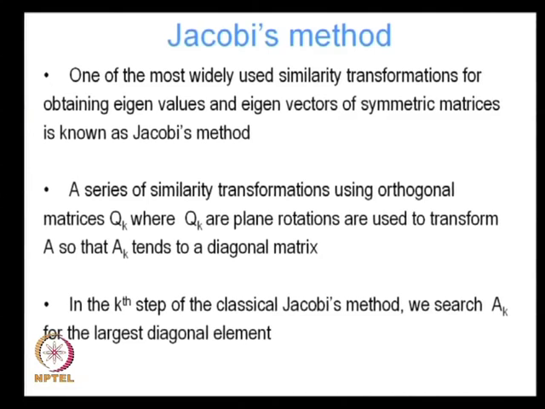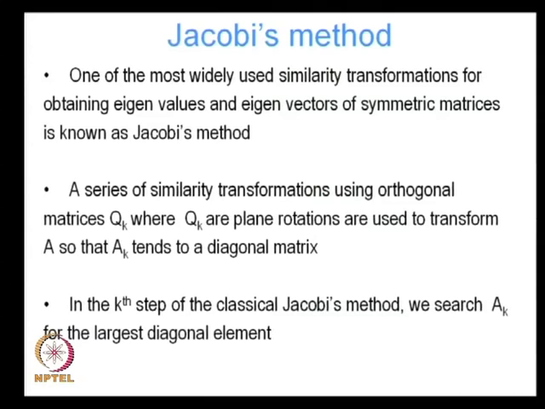So, one of the most widely used similarity transformations for obtaining eigenvalues and eigenvectors of symmetric matrices is known as Jacobi's method, as I mentioned a little while earlier. In Jacobi's method, we do a series of similarity transformations using orthogonal matrices Q_k, where Q_k are plane rotations, and they are used to transform A so that it finally becomes a diagonal matrix. In the kth step of the classical Jacobi's method, we search A_k for the largest, I am sorry, this is a typo, this should be the largest off diagonal element, right.